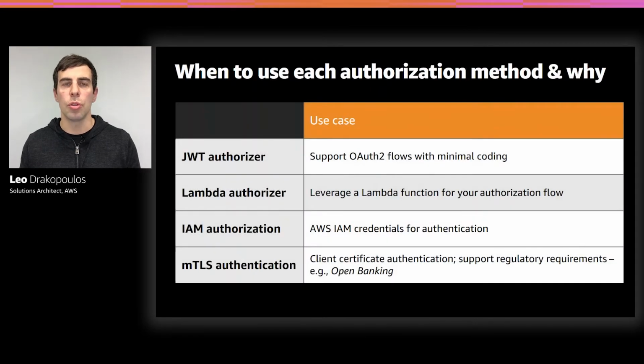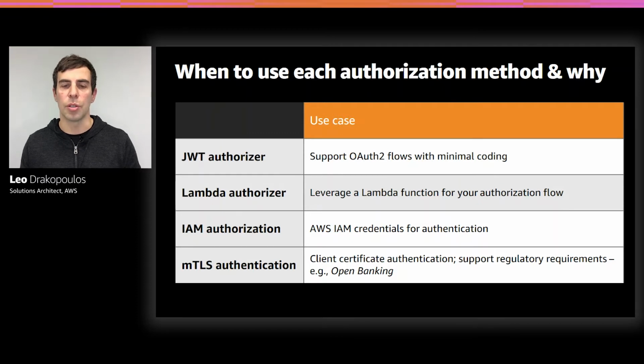So we've introduced those different methods. Before we have a deeper dive on all those different methods, let's examine where it's appropriate to use each one of those methods and why. The JWT authorizer will generally allow you to support OAuth 2 flows like implicit grant or authorization code grant with minimal coding. So mainly you'll have to configure things within Amazon API Gateway rather than code everything yourselves.